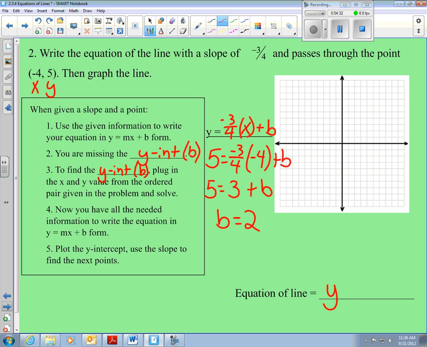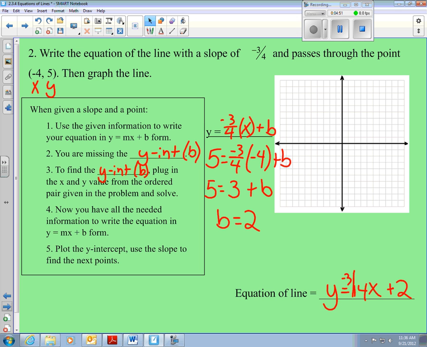So our equation looks like y equals -3/4 x plus 2. And so that's step 4. Now we had all our needed information, so we could plug it in there. So last is plot the y-intercept, and use the slope to find the next points.